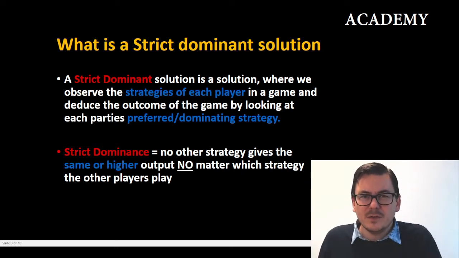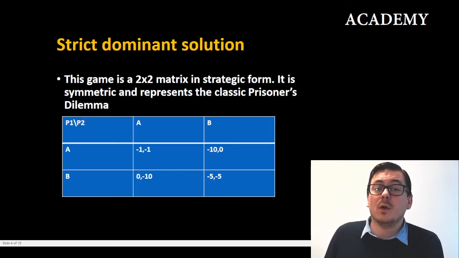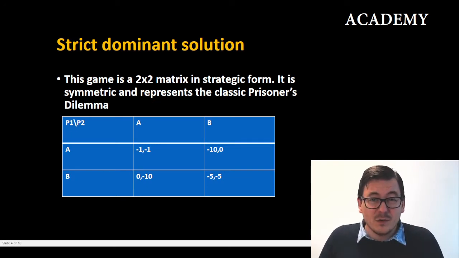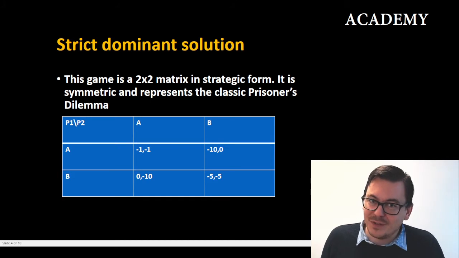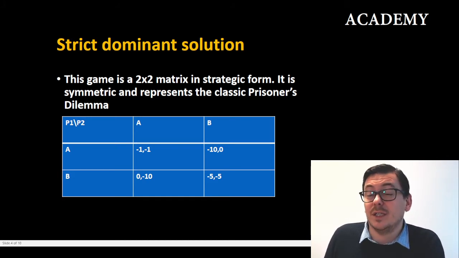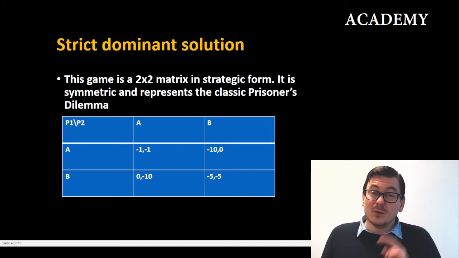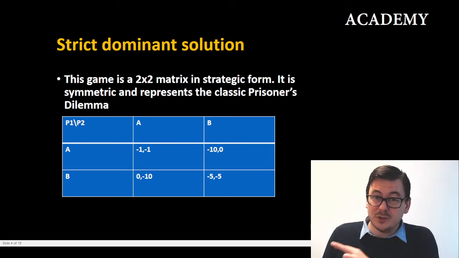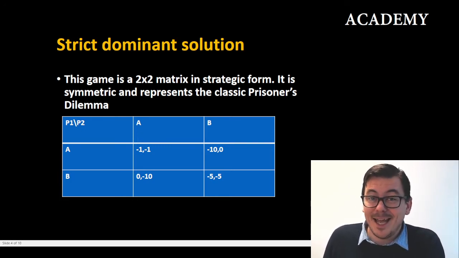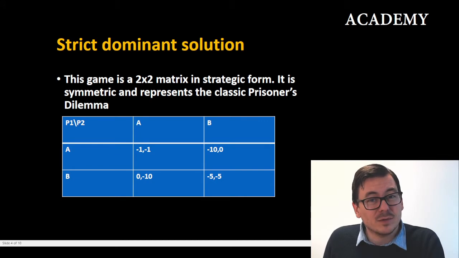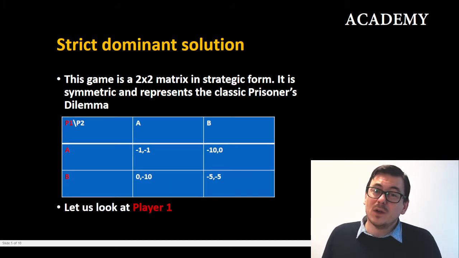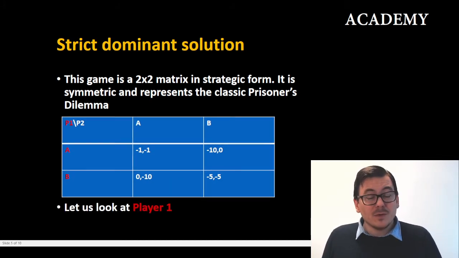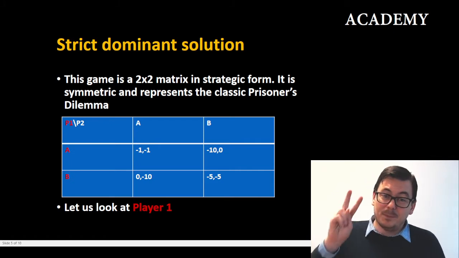So let's look into the actual solution. I brought up here a classic 2x2 matrix. It's a strategic form game and it is the Prisoner's Dilemma, so most of you might know it. Prisoner's Dilemma consists of two players each having two different strategies, A and B. So let's try to solve it. We will first start with player 1. Player 1 has two strategies, A and B.